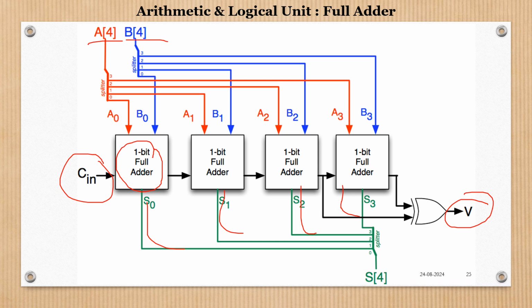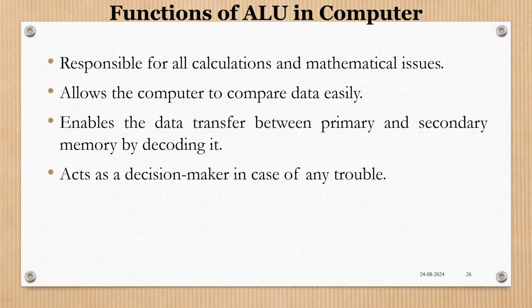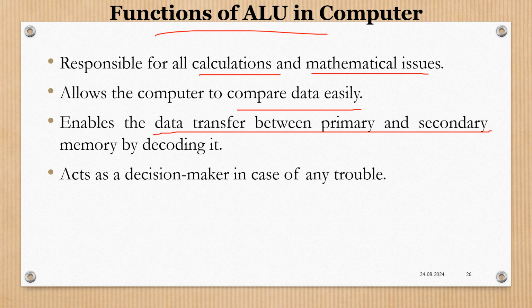Okay. So all the arithmetic operations which are done by the ALU are done by the logic gates. So mainly the functions of the ALU are to perform the calculations and the mathematical problems that should be executed by the computer, and it basically compares the data and enables the transfer of the data between the primary and the secondary memory by decoding it, and it is used as the decision maker.